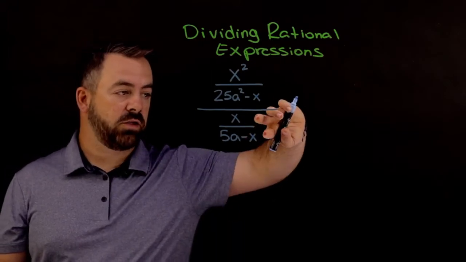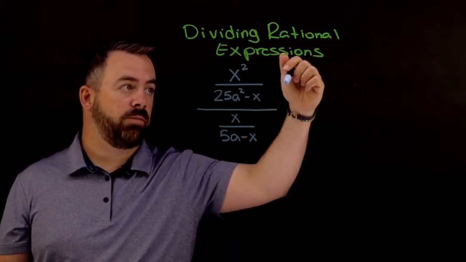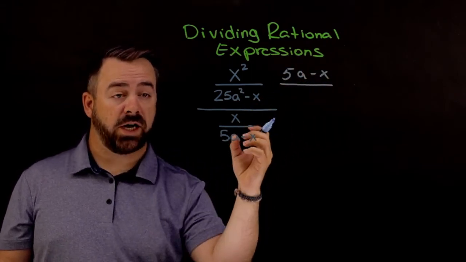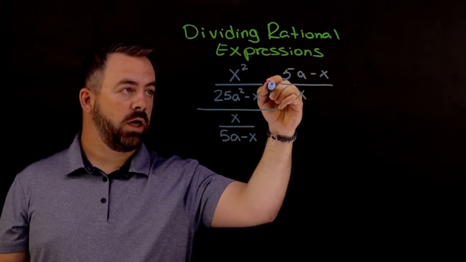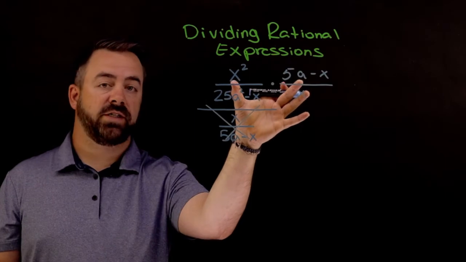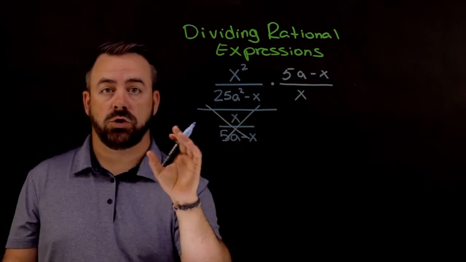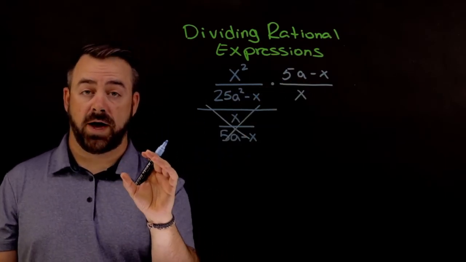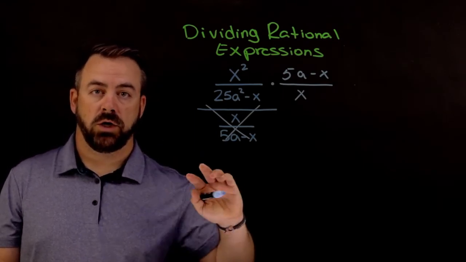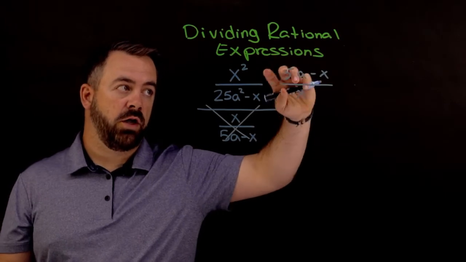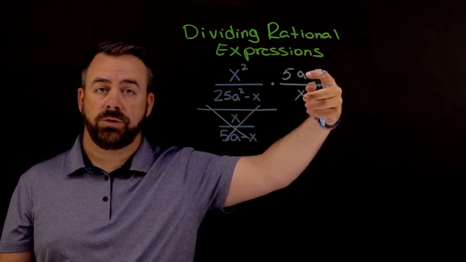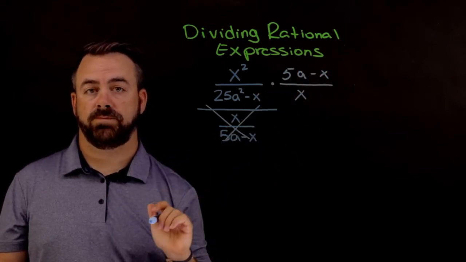So I need to take this denominator and flip it upside down. 5a minus x, it's still a fraction, and multiply it. So now all of this has been rewritten. This is now my new problem. So if your question says to divide by a rational expression, you want to take that denominator, flip it, recopy it perfectly, just flip it upside down, and change it to multiplication.